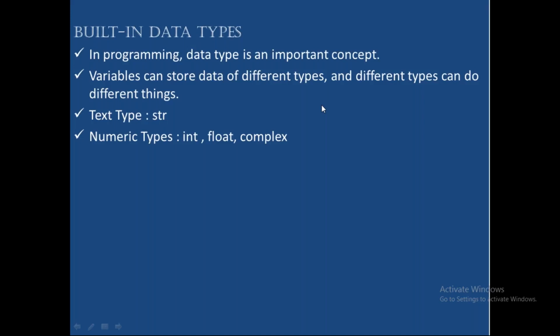So real value plus imaginary part, if you have, that will be considered a complex data type. Next, the sequence types. Sequence type means basically, by using a equal to 10, how many values are you assigning to the variable a? Only one data, that is 10.